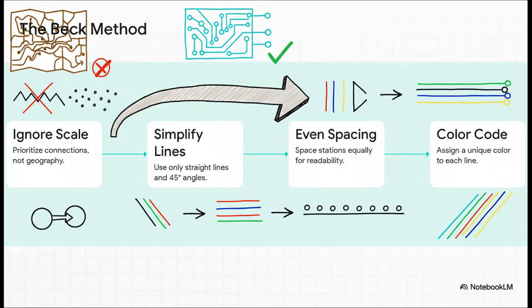It was so simple. He basically turned a messy, confusing map into this beautiful, elegant circuit diagram just by following these rules. This thing became the prototype for pretty much every transit map on the planet, and it proved that sometimes the most useful visual isn't the most accurate one, it's the clearest one.